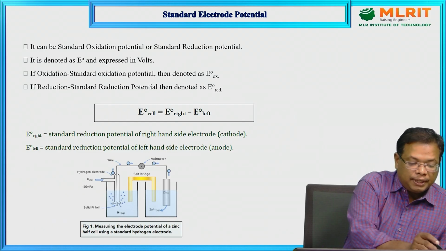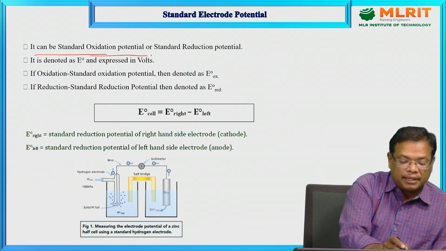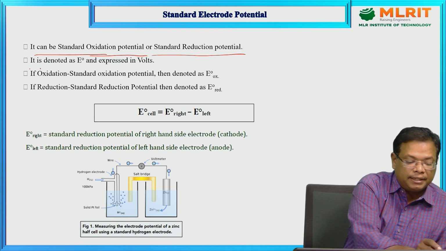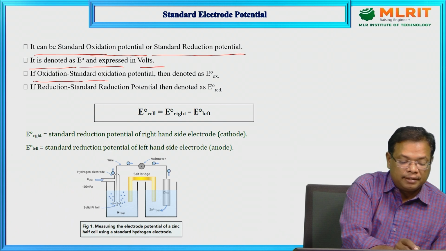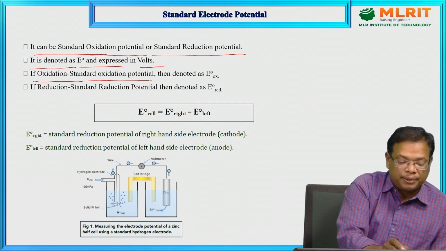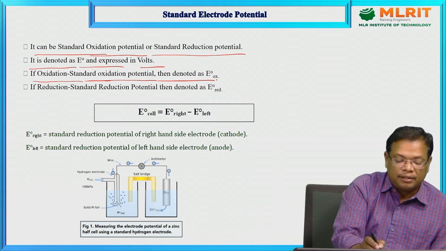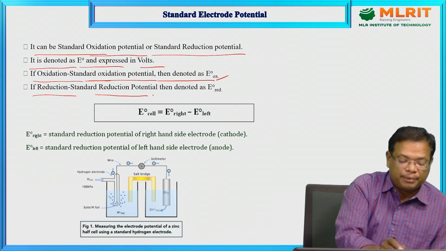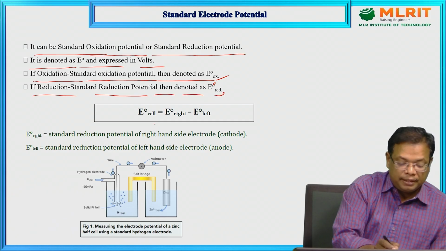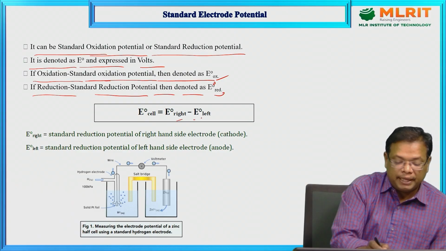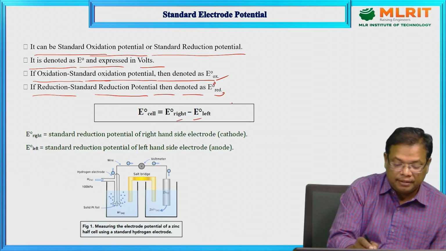It can be standard oxidation potential or standard reduction potential. It is denoted as E0 and expressed in volts. If it is standard oxidation potential, then it is denoted as E0 oxidation. If it is standard reduction potential, then it is denoted as E0 reduction. And E0 cell is equal to E0 right minus E0 left. This is the formula.